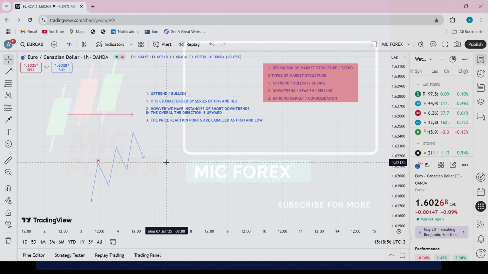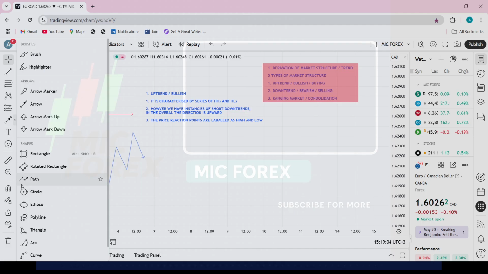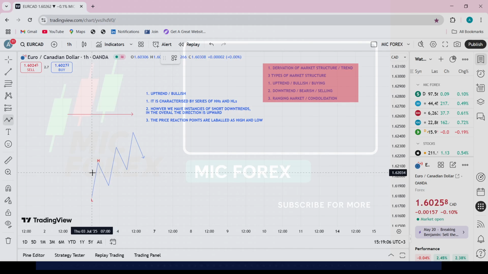So next, now you are going to see price dropping. Let me pick my pen. You see the price after reacting from this high, it's now moving down. But at this point, it does not come to this low. It returns from a relatively higher price. So how do we label this reaction point? Yes, it is a low.